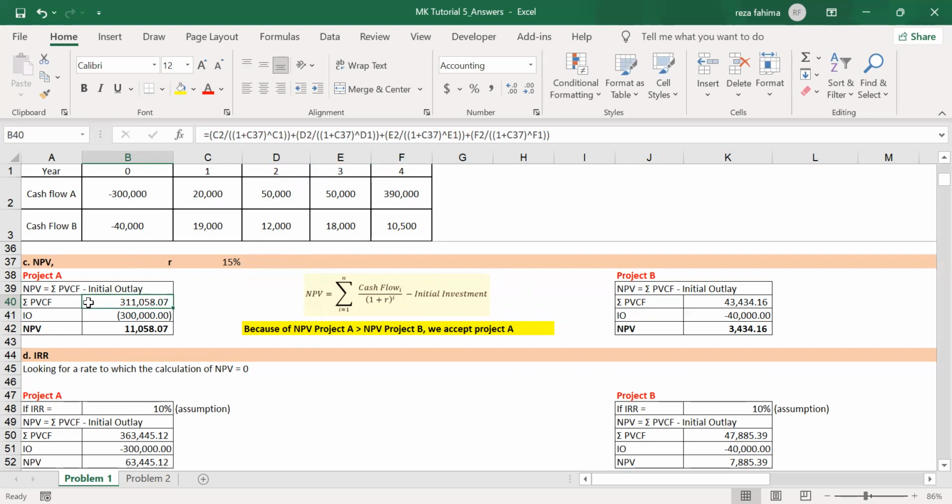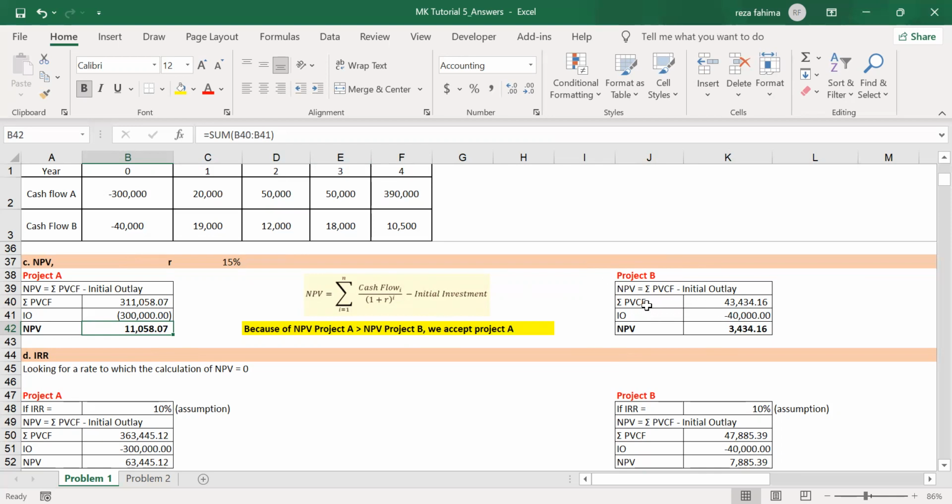And then we get the sum of the present value cash flows for project A is 311,058.07. And then to get the NPV, we're going to subtract the present value cash flow with the initial outlay, and we get our NPV of 11,058.07. We're going to do the same again with the project B.